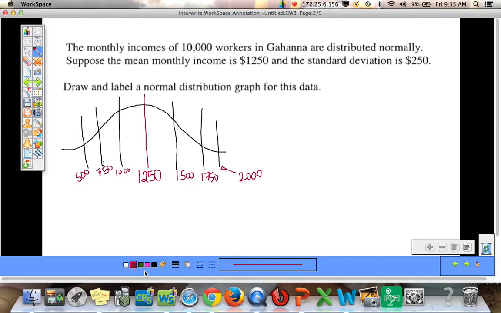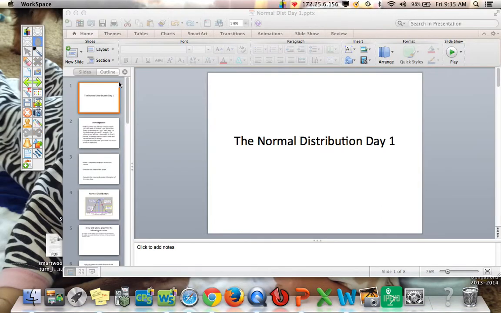So there are the amounts, and let's put in the percentages. Remember, this is about 34%, 34%. I can't really squeeze in my percentages, so I'll just write it for this one. 13.5 to 0.05. Okay, so there's the normal distribution for the graph. Let's answer the questions, and your assignment will be similar to this.